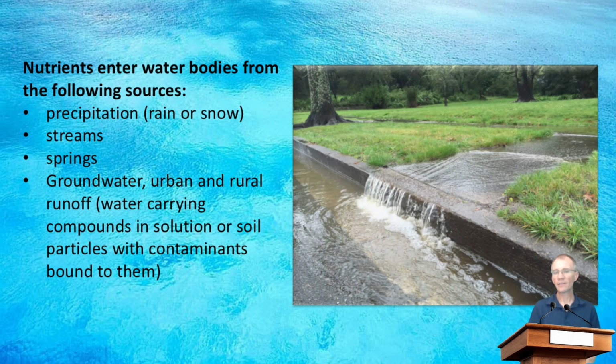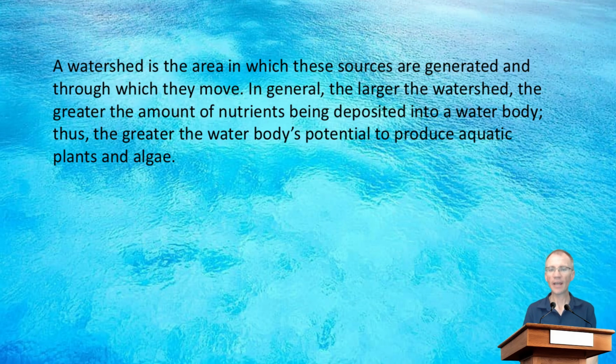Nutrients enter water bodies from the following sources: precipitation, rain or snow, streams, springs, groundwater, urban and rural runoff, water-carrying compounds in solution, or soil particles with contaminants bound to them. A watershed is the area in which these sources are generated and through which they move. In general, the larger the watershed, the greater the amount of nutrients being deposited into a water body, thus, the greater the water body's potential to produce aquatic plants and algae.